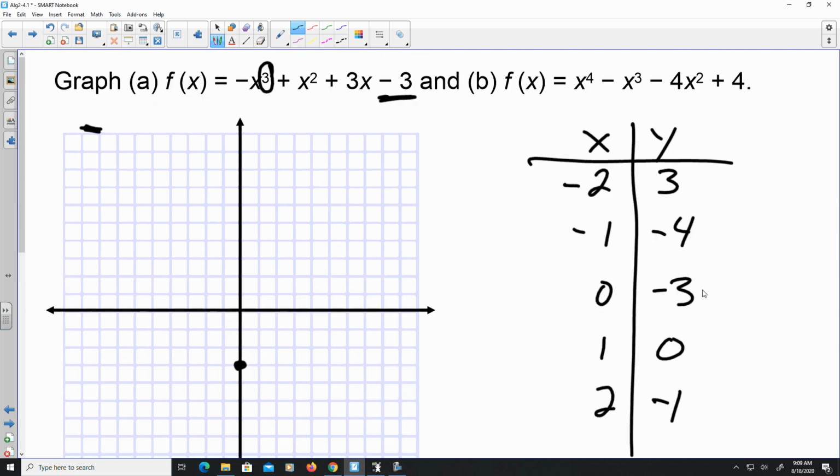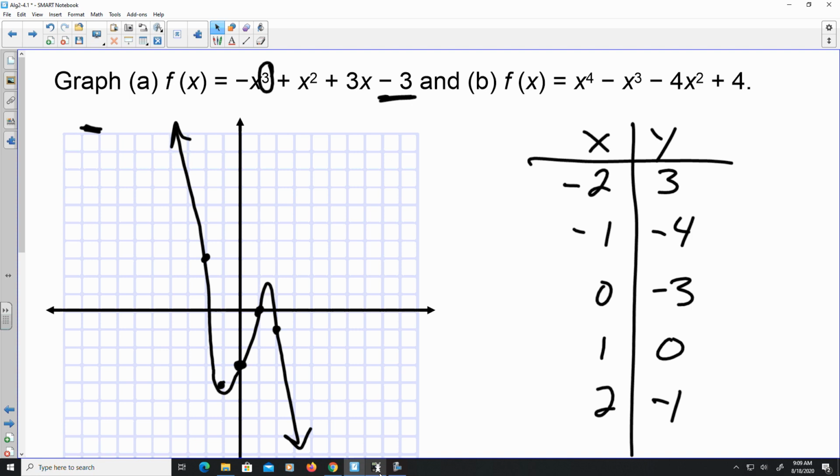So let's plot these points. Negative 2, 3, about there. Negative 1, negative 4. And then 0, negative 3, which I got. 1, 0. And 2, negative 1. So if I know it's going to start here, I'm going to say that my graph is going to look something kind of like this. All right, is it perfect? Obviously not, but it just gives you an idea.